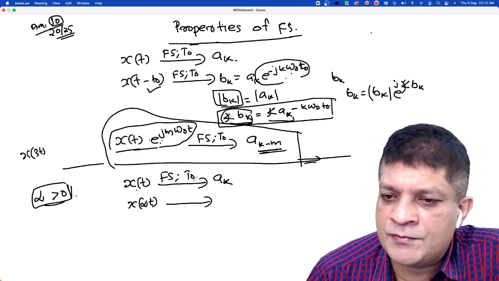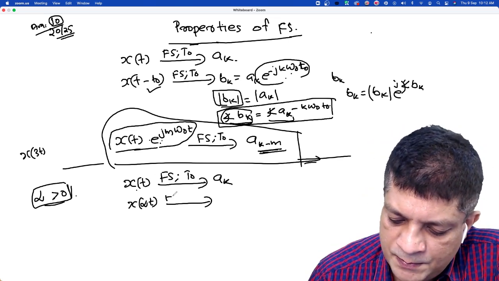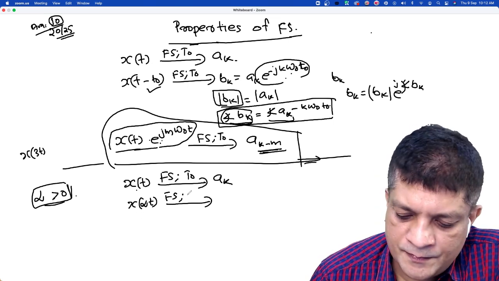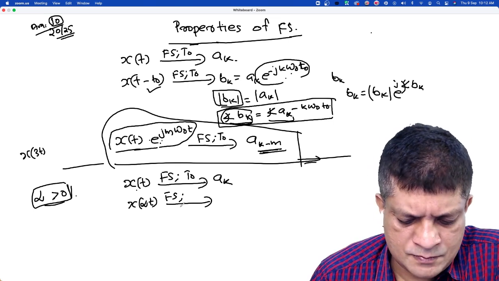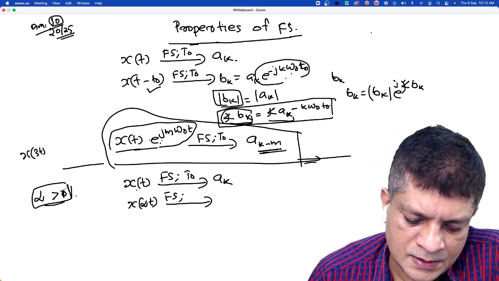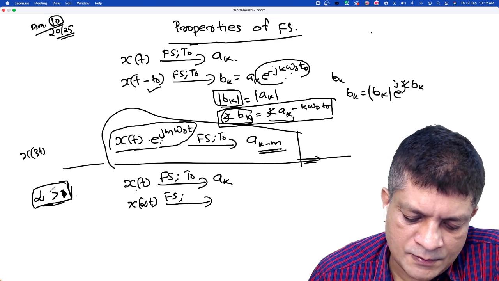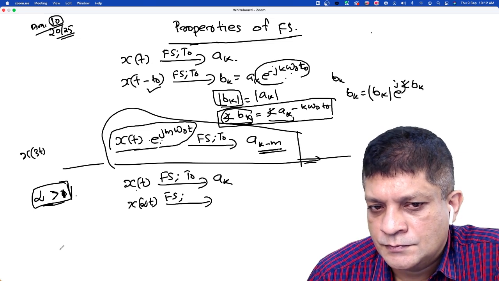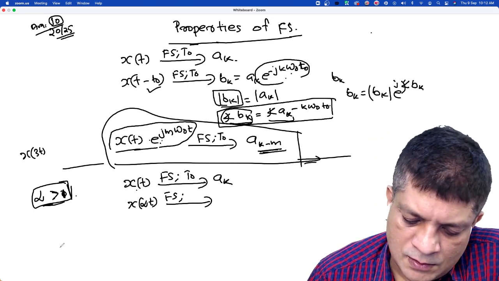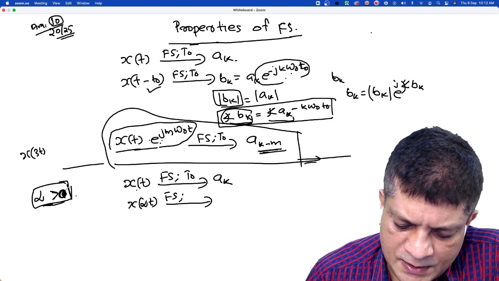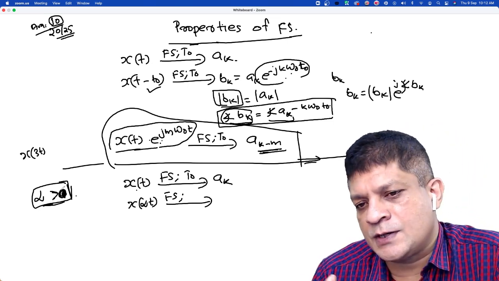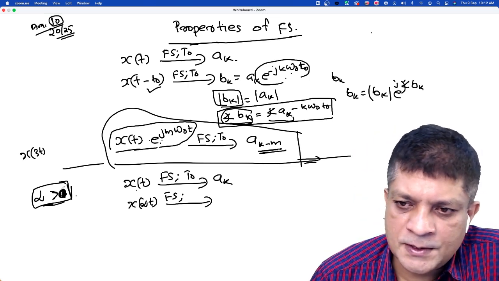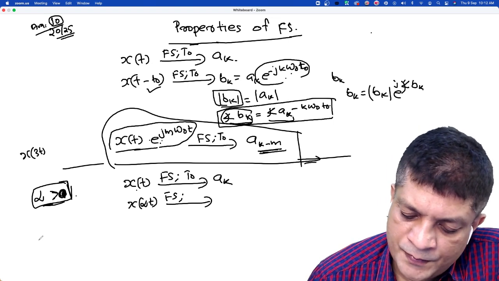If x(t) has fundamental period T naught, what is the fundamental period of x(alpha t)? Compression should be alpha greater than 1, right? Oh, sorry, it is alpha greater than 1. Okay, here we consider alpha greater than 0. That means we are considering both cases, either compression or expansion.